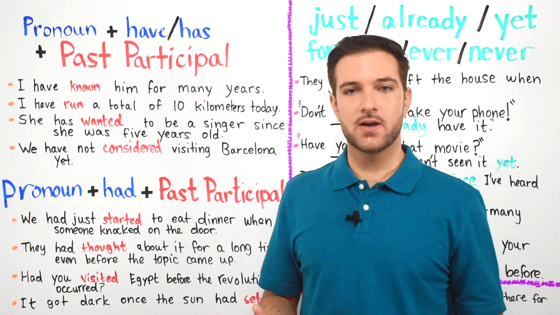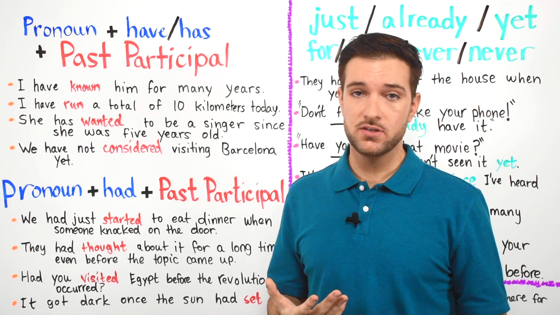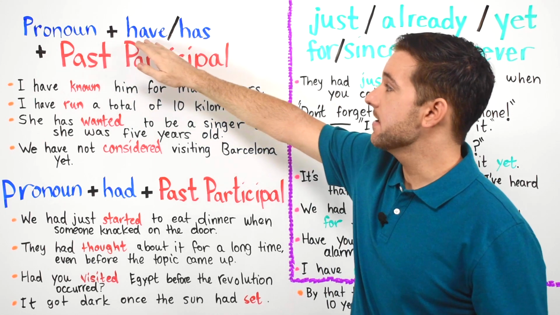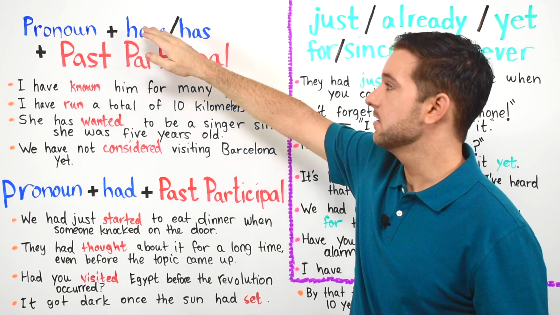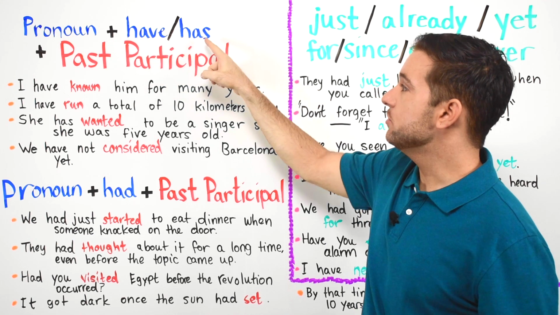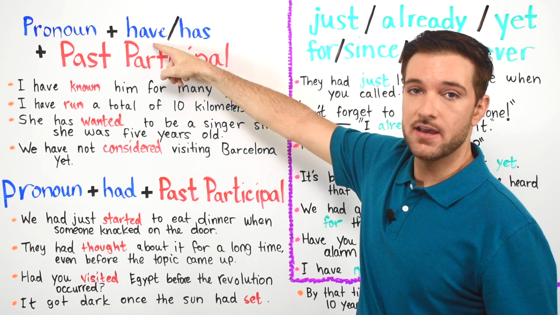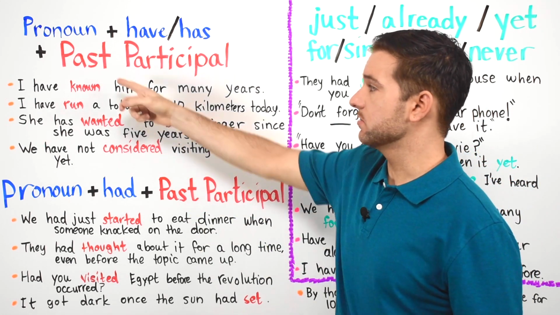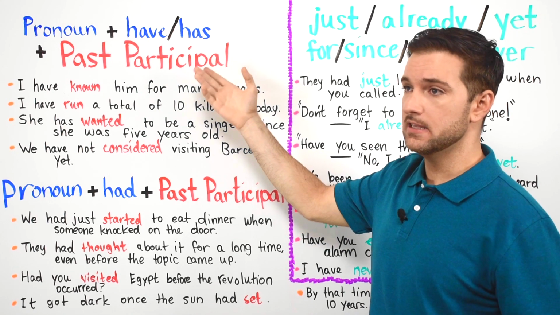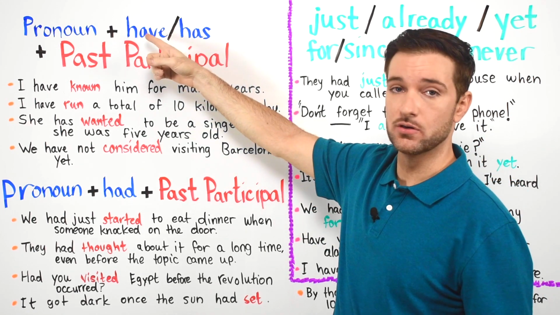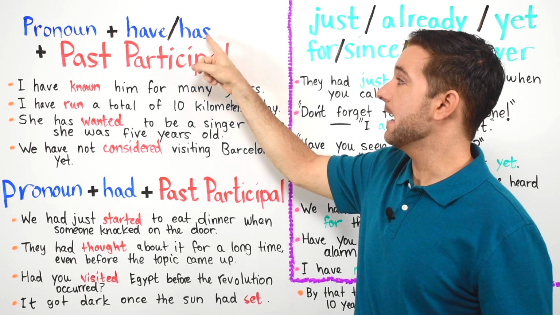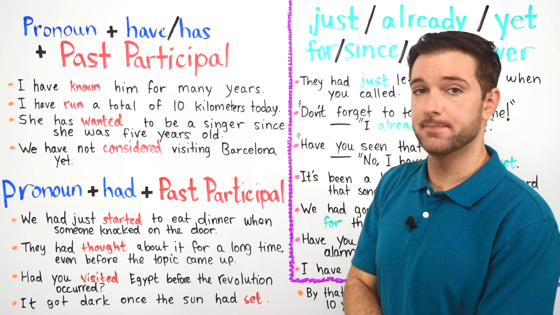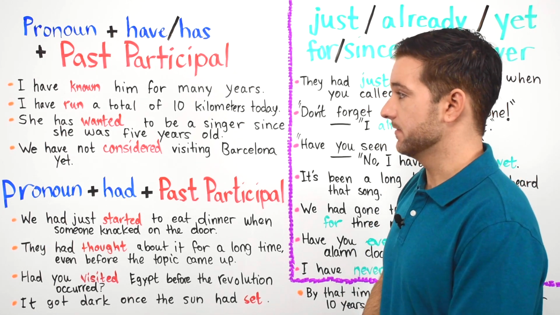So in order to make the present perfect tense, remember that all you need is to start off with a pronoun, and then you have to add the verb to have. I have, you have, he, she, it has, we have, and they have. And then after that, you need to add the past participle. Okay, don't forget, have or has. That's the present perfect tense, and that's how you make it.